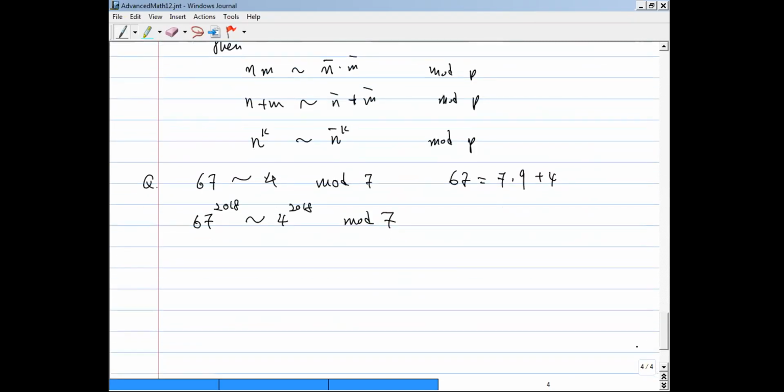Both are very large numbers, but they have the same remainder. It's just too huge a number divided by 7. You can check that.